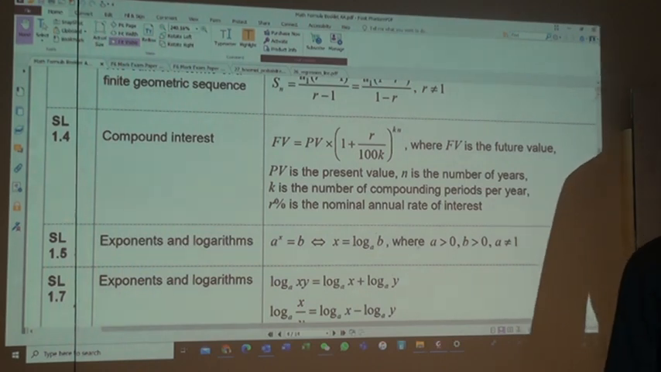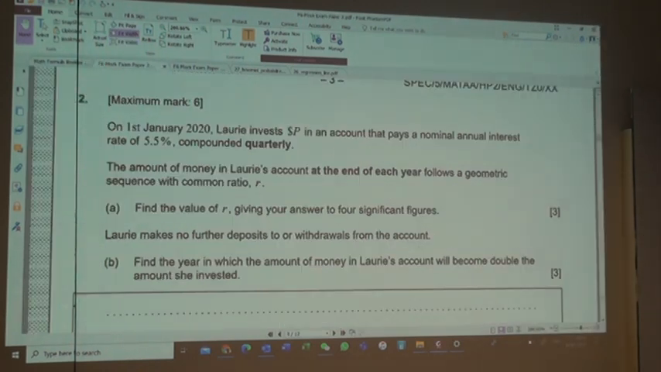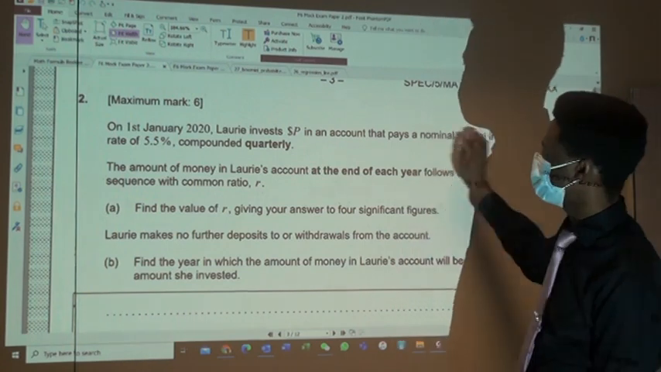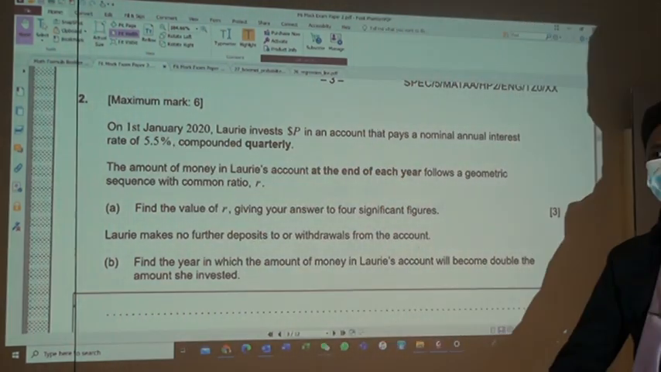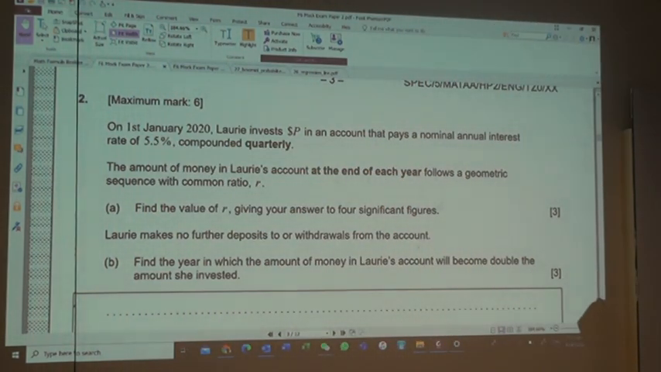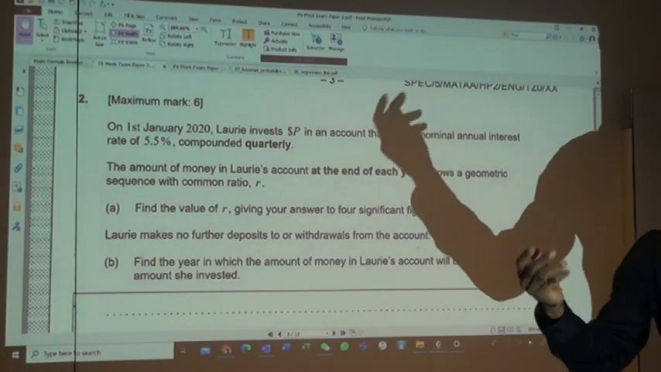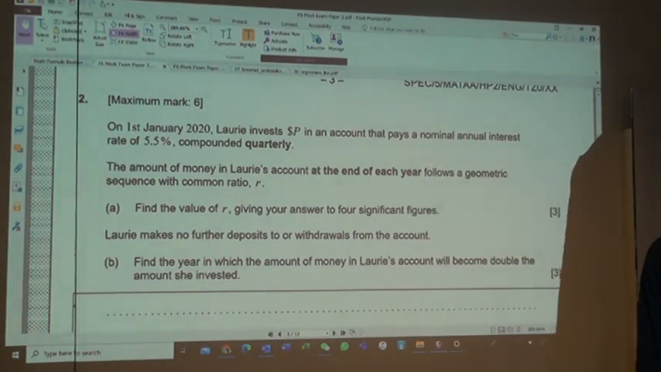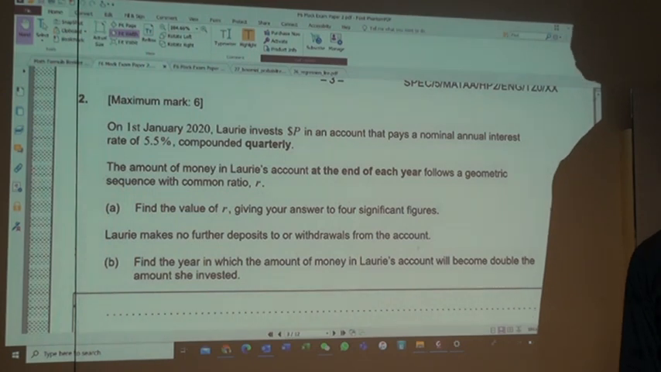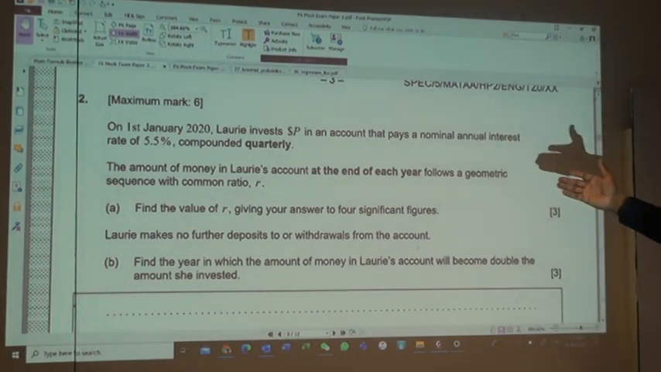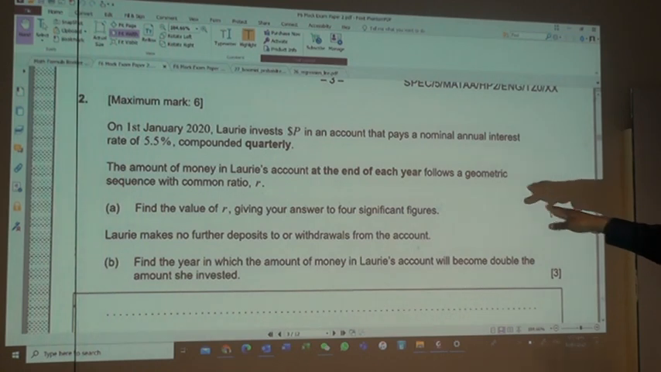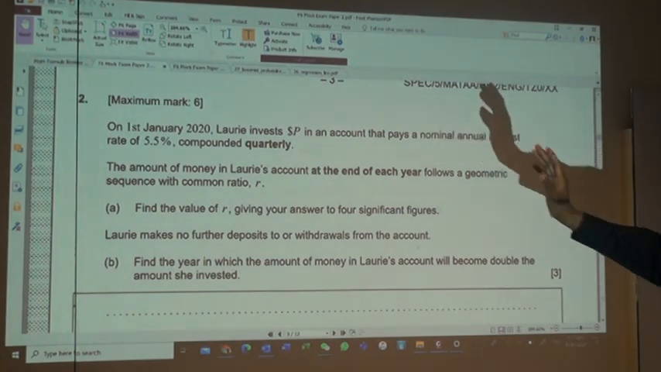Understand? So in this case now, it is compounded quarterly. How many quarters do we have in a year? 4. So which means this nominal rate of interest of 5.5% implies that each quarter there will be 5.5 divided by 4%. Does that make sense? So the amount at the end of the year follows a geometric sequence. Show that you find the common ratio.